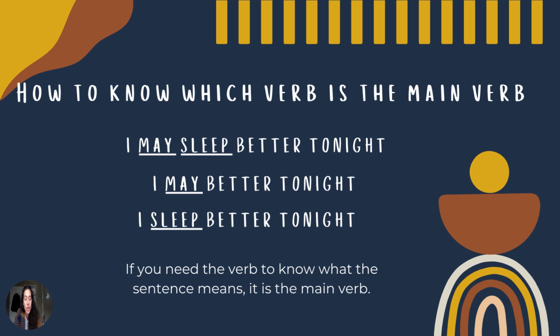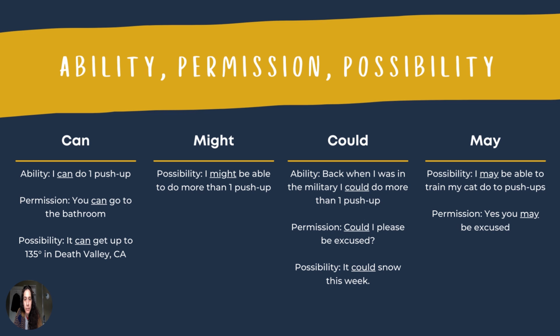Typically, you will see the modal verb in front of the main verb. Now moving on to the groups of meaning that we have for modal verbs. This first group is the group of modal verbs that tell us about ability, permission, and possibility. Now, ability, the things that we know can be done or cannot be done.